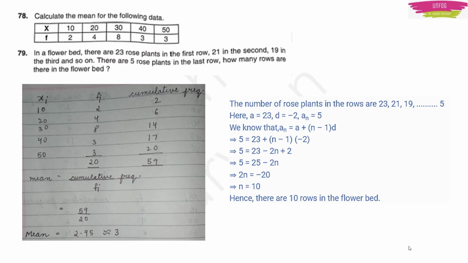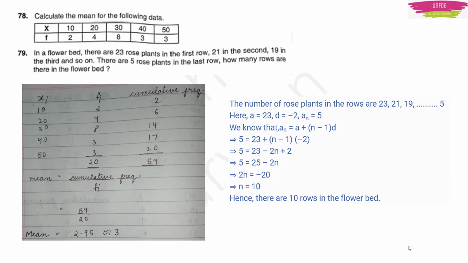See, the number of rose plants in the rows is given as 23, 21, 19. We don't know how far it will go. Then here A will be 23. Actually, this is an arithmetic progression sum. Here A will be 23 and D will be minus 2, because 21 minus 23 is minus 2, and 19 minus 21 is minus 2, isn't it? Then AN will be 5. Why are we saying 5? Because there are 5 rose plants in the last row, right? The last number is 5. That's why the nth term will be 5.